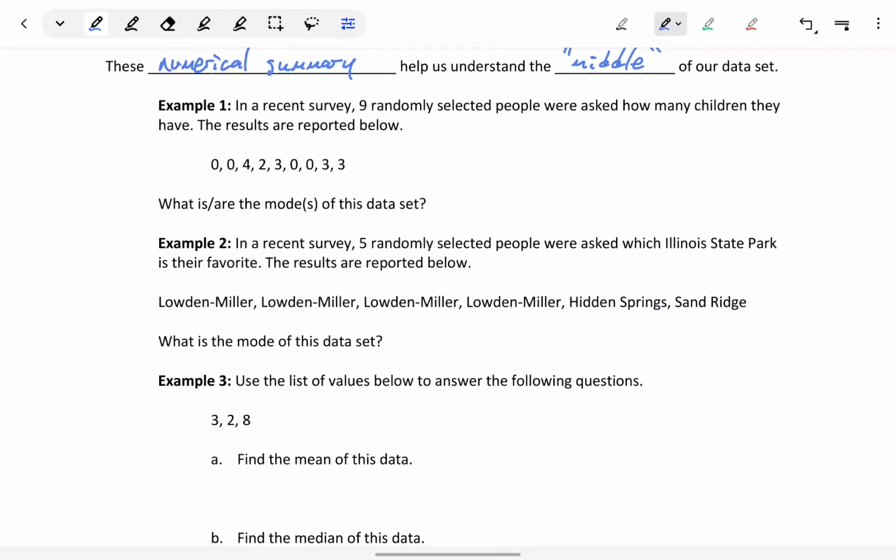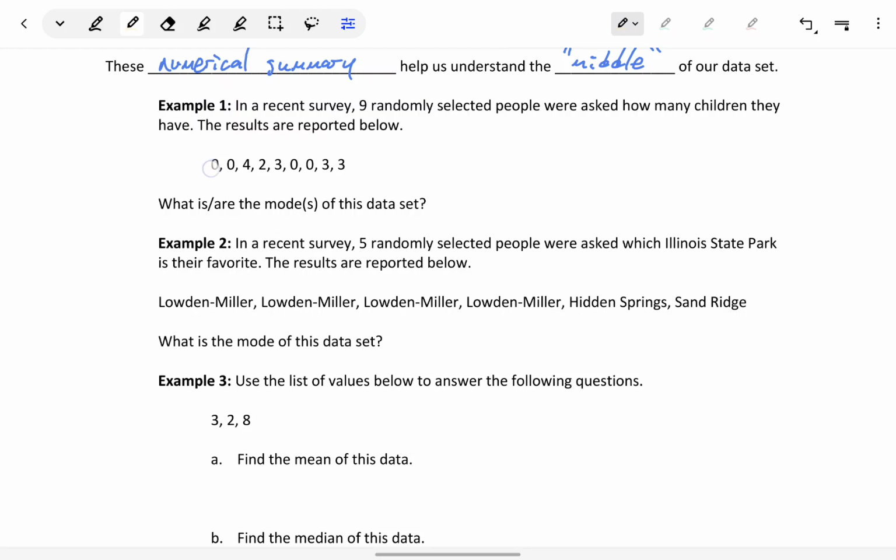So in example 1, a recent survey of 9 randomly selected people were asked how many children they have, and the results are reported below. We're asked what is the mode, or what are the modes of this data. The mode is the number, if we're talking about numerical data like we are in example 1, the number that occurs the most frequently, or if we're talking about qualitative data, the response that occurs the most frequently.